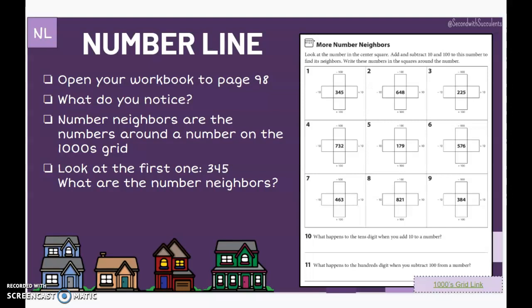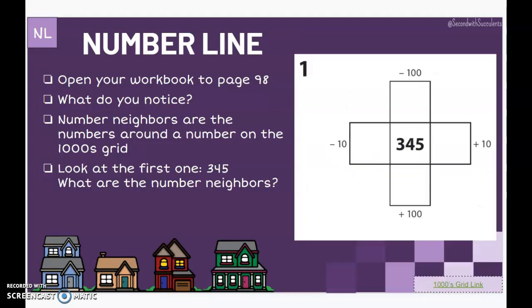Remember, our number neighbors are the numbers around a number on the thousands grid. Let's look at the first number, 345. What are the number's neighbors? Show a connection if you have some ideas about what the number neighbors might be. Let's check those number neighbors on the thousands grid.